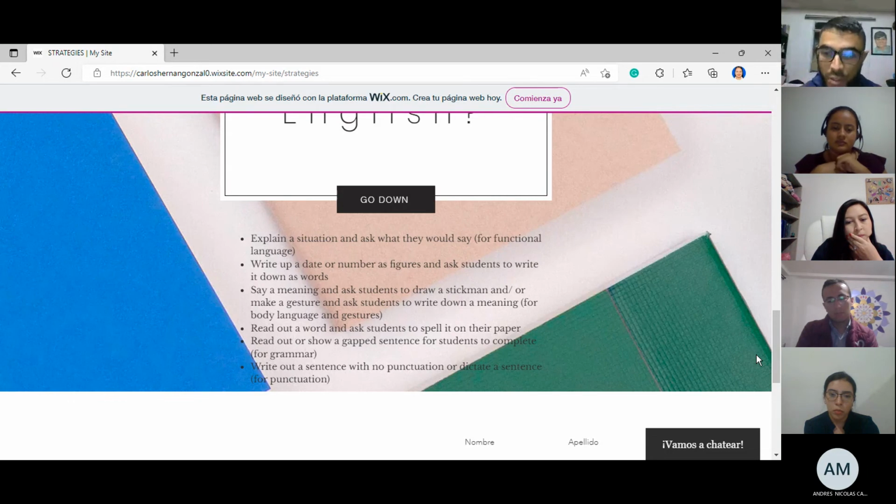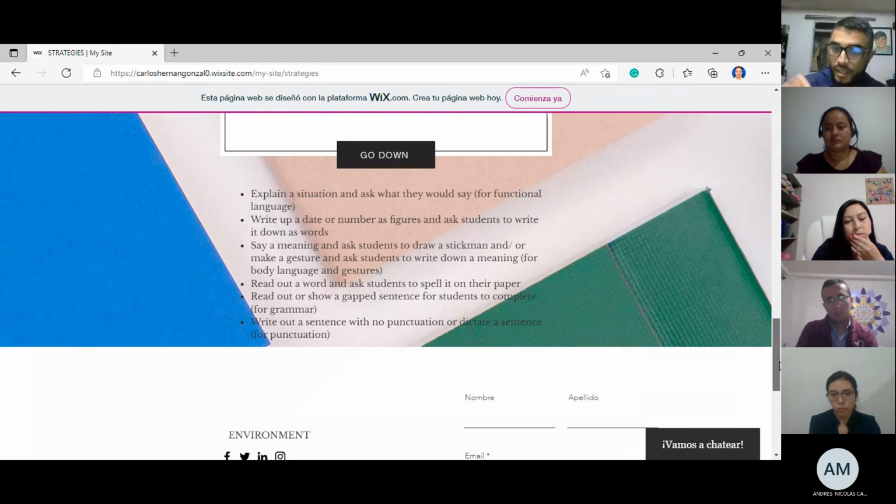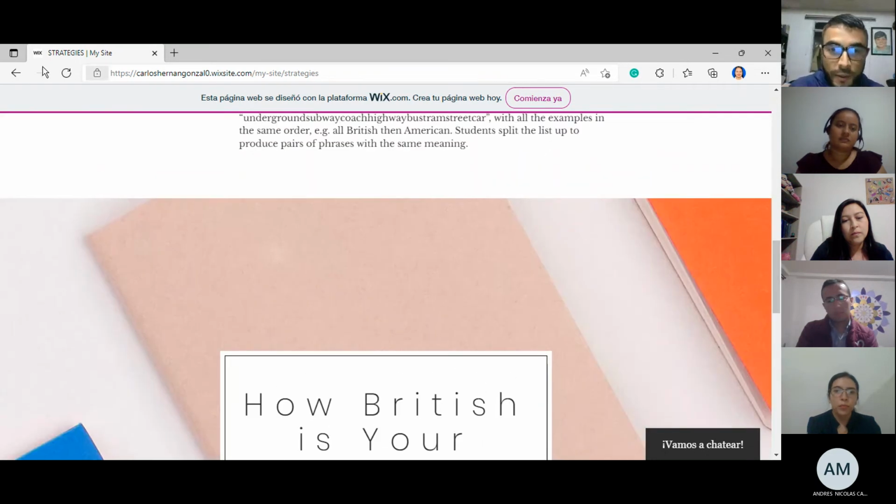Read out a word and ask students to spell it on their paper. This is free time. Or spelling. Spelling is very crucial in different languages. Read out and show a gap sentence for students to complete, for example, in a grammar situation. This activity is so relevant. And write out a sentence with no punctuation, or dictate a sentence. Punctuation is very important. Okay, the next part, teacher.